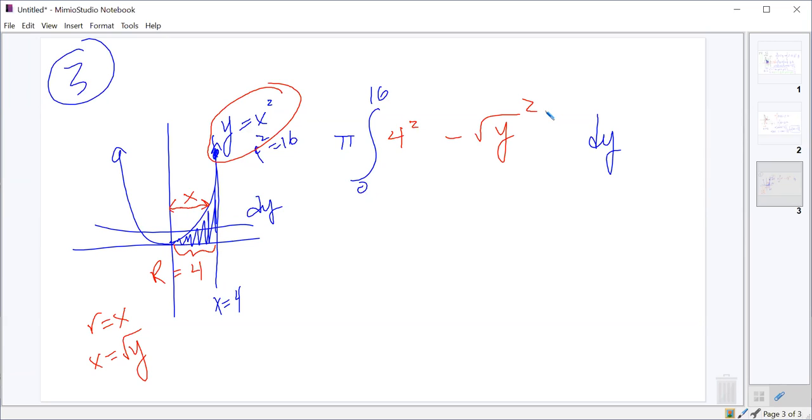Yeah, I think I'm good up to here. Okay, yeah, and then from there, 16 minus y dy. That's an easy integral, and then just evaluate it.